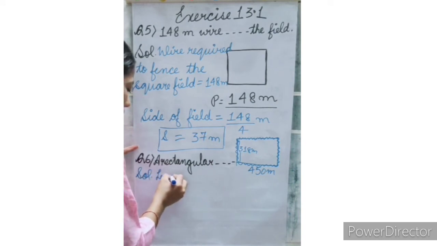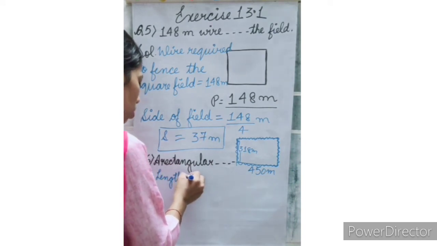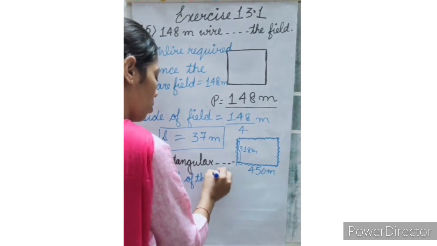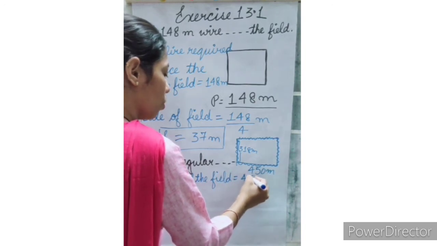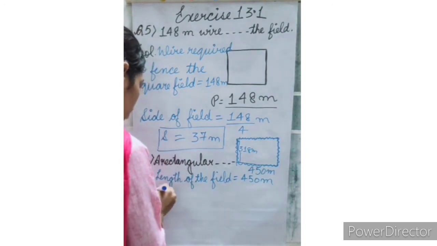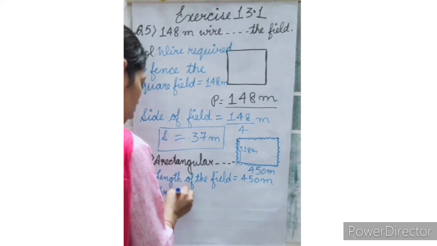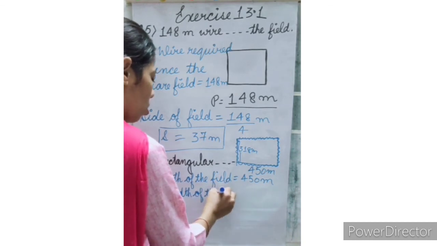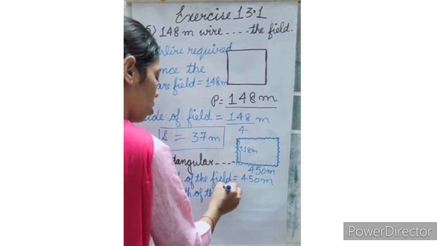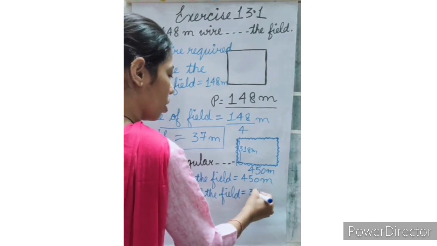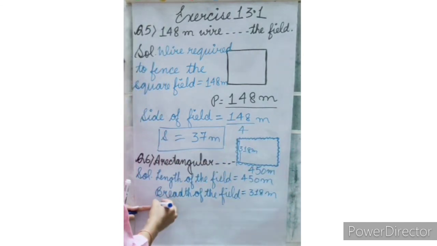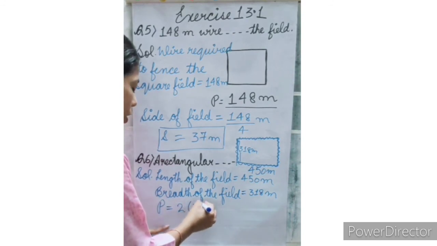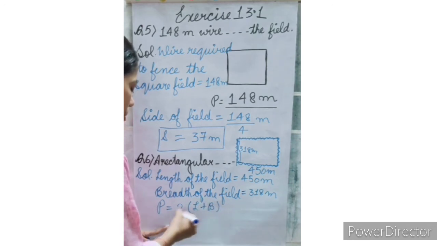Length of the field that is 450 meter. Breadth of the field is equals to 318 meter. Now we have to find out the perimeter of the field. As it is a rectangular field, 2 into L plus B.